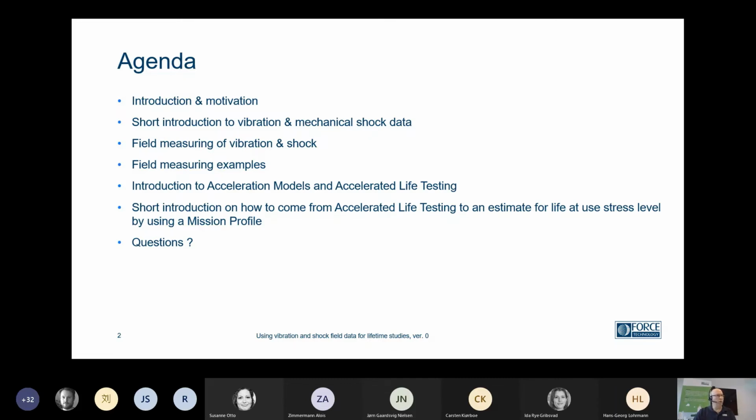We will look a little bit into how vibration and mechanical shock data can be looked at and analyzed. We will see field measuring of vibration and shock, and we will have some actual cases in this here I can present results of. Then I will make an introduction to acceleration models and accelerated life testing, and we'll end up with how we come from accelerated life testing to an estimate for the life at the use stress level by using what we call mission profiling. And then we will have time for questions in the end.